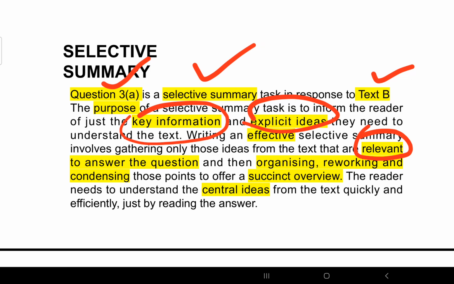Once we have selected those ideas, we are going to organize them, we are going to rework them or condense them in such a way that we just take out the relevant ideas and offer a succinct view. Succinct means that we do not have to waste even a single word here. Succinct means very precise and compact. So this is going to be a selective summary.